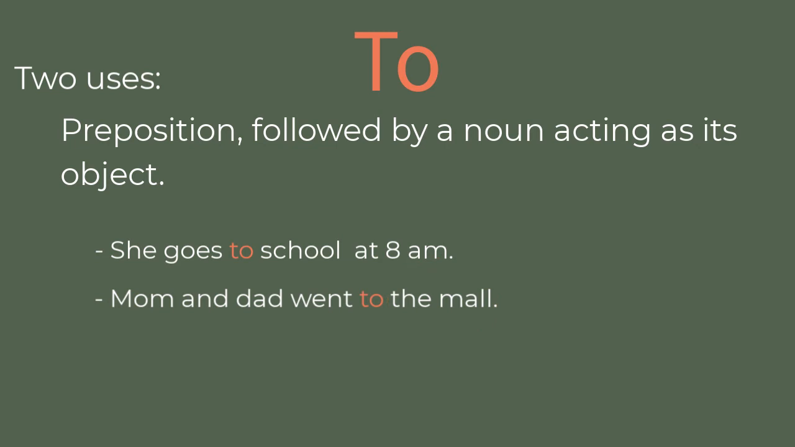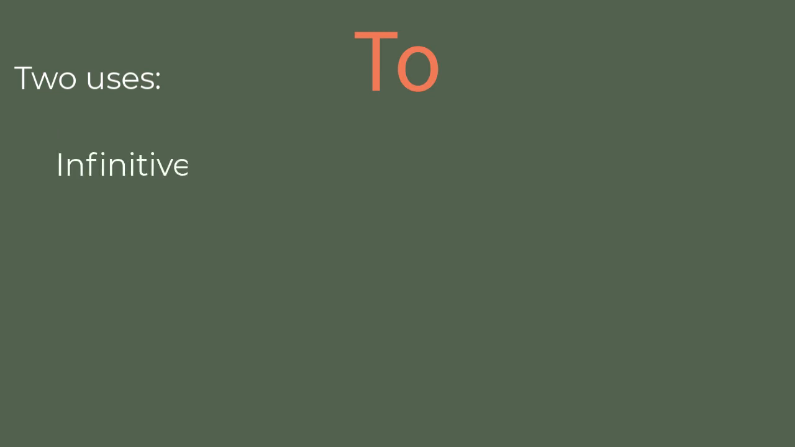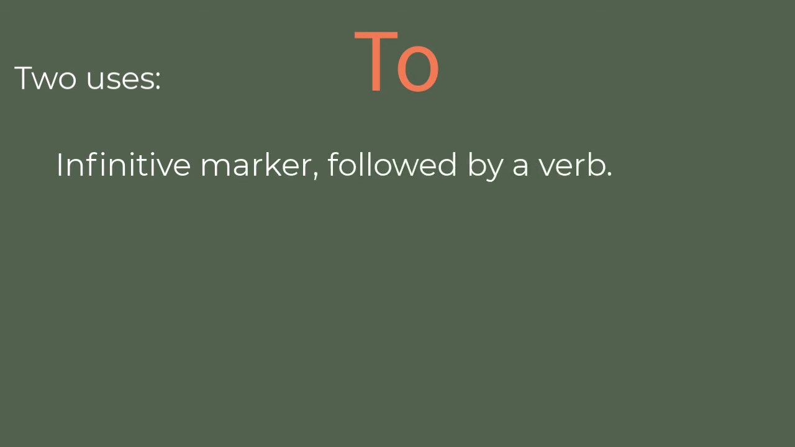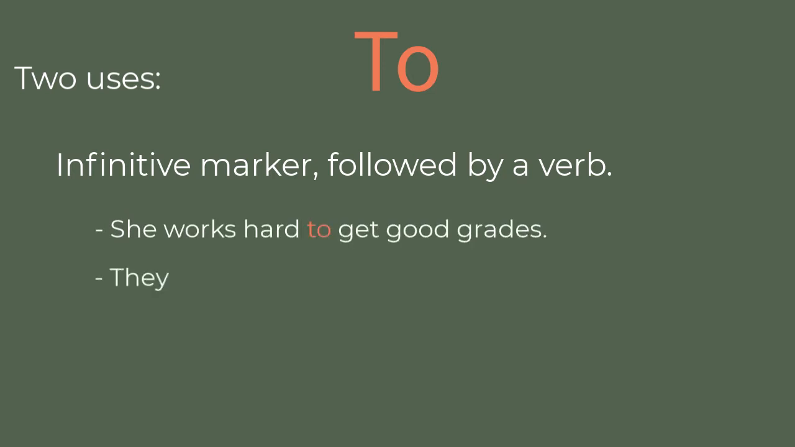Secondly, "to" can be used as an infinitive marker, and in this case, it should be followed by a verb. For example, she works hard to get good grades. They train every day to win the game. And we can see that "to" is every time introducing a verb, like "to get" or "to win".